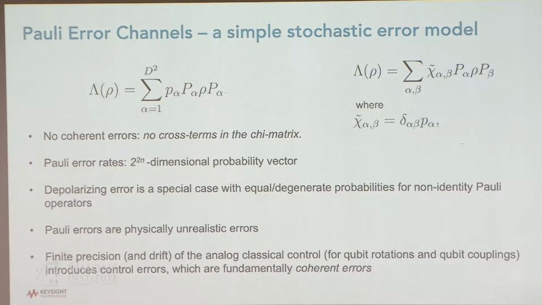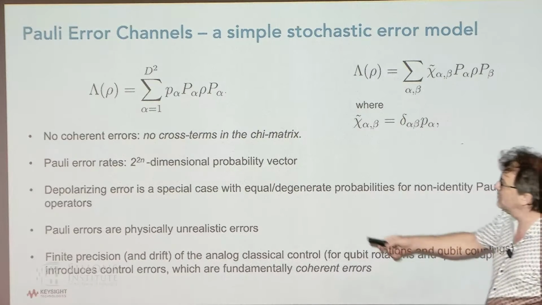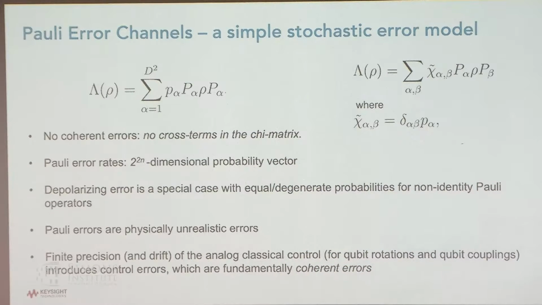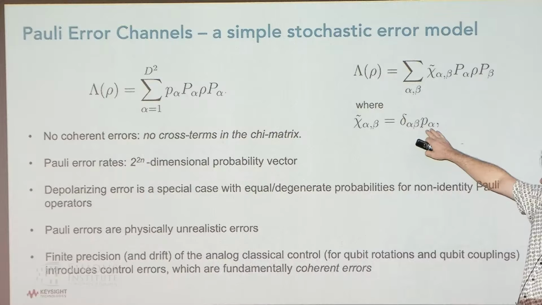Now think about what's called a stochastic error model. This is a favorite of fault-tolerant theorists, to consider the errors are either depolarizing, which is a simple case of this, or a Pauli error channel. These are not physically realistic errors. But mathematically, they're very well defined. So we assume a probability distribution over possible Pauli errors. So in the chi-matrix picture, you would just have the diagonal terms.